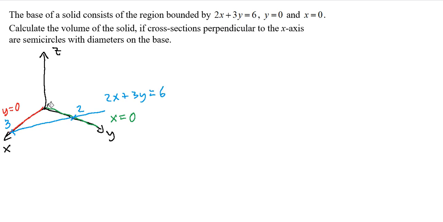Let us shade this region that denotes the base. The solid is created with semicircles whose diameters are on the base and perpendicular to the x-axis. Let us draw a general semicircle on this region. Here's the diameter, and here's the semicircle. Now we draw the last semicircle, and perhaps a few more in between, so that we get a sense of the solid.